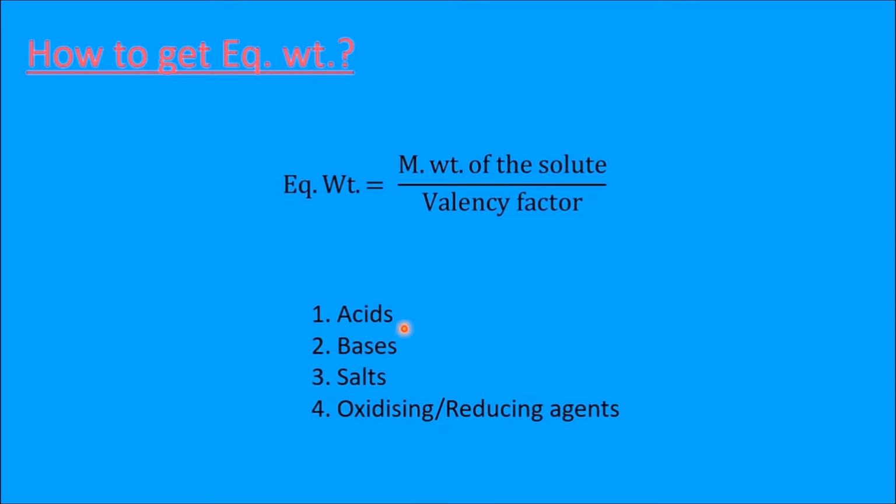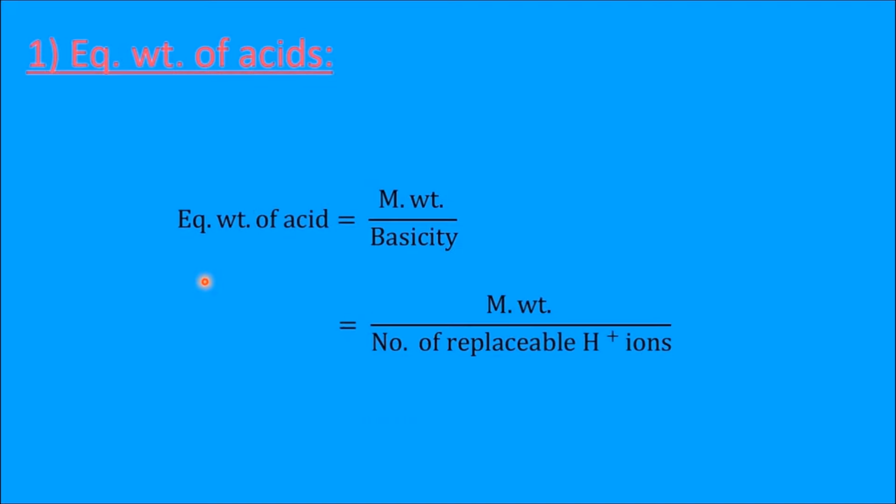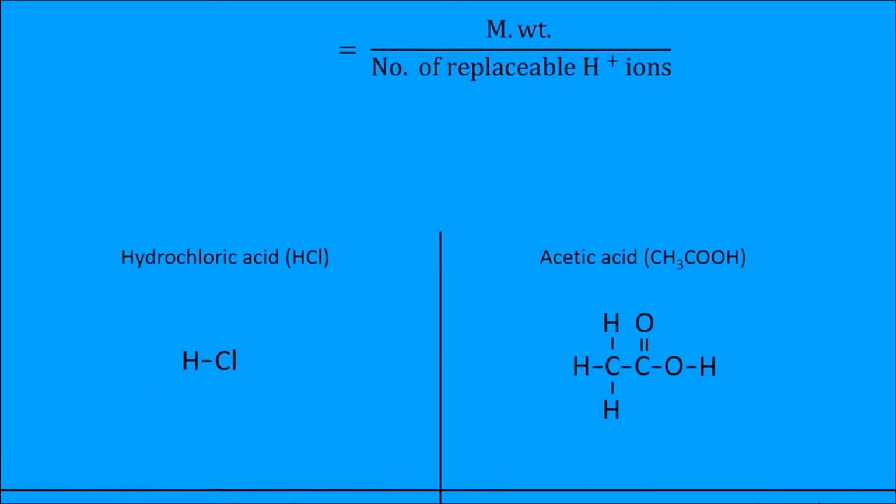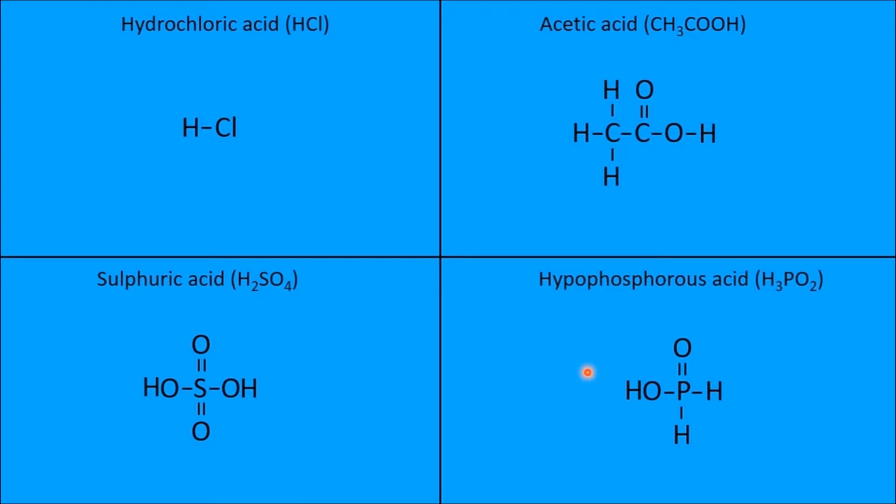First, let us take acids. How to get the equivalent weight of an acid? It is given by the expression molecular weight by basicity. What is the meaning of basicity? Basicity is defined as the number of replaceable H+ ions in the acid. So, these are the expressions for the equivalent weight of acids. Shall we see some examples to understand the basicity? Let us take 4 examples.